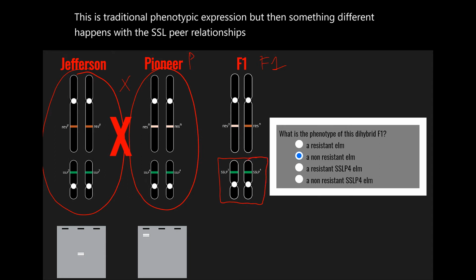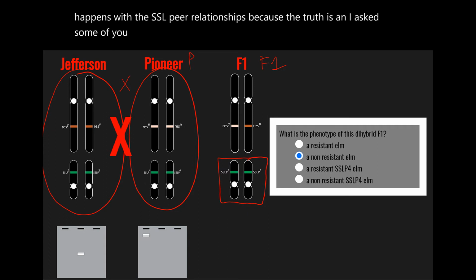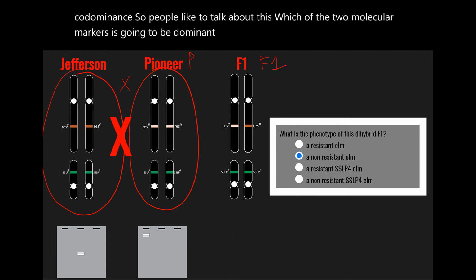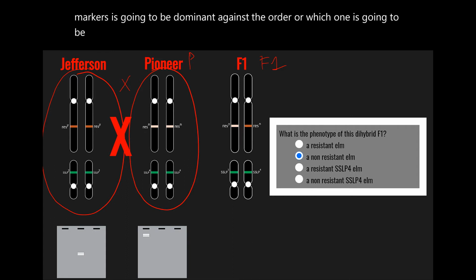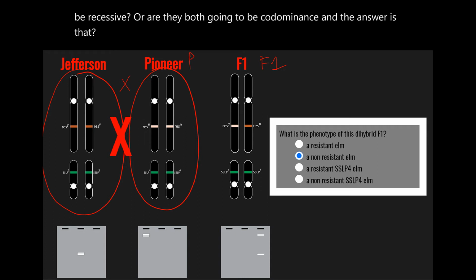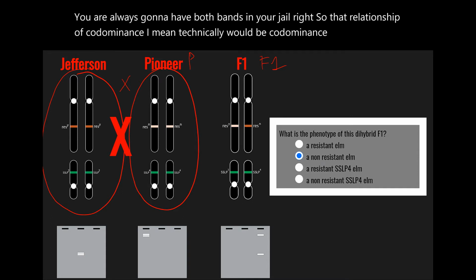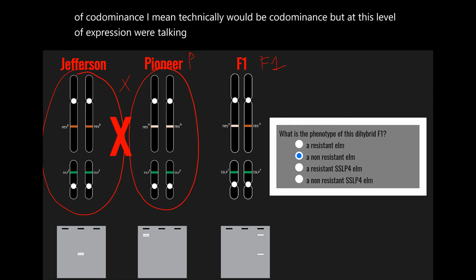Because the truth is, and I asked some of you during the tutorial, this is not an example of codominance. Some people like to talk about which of the 2 molecular markers is going to be dominant against the other, or which one is going to be recessive, or are they both going to be codominant? And the answer is that you are always going to have both bands in your gel, right? So that relationship of codominance, technically it would be codominance, but at this level of expression, we're talking about molecules, this doesn't really apply anymore.